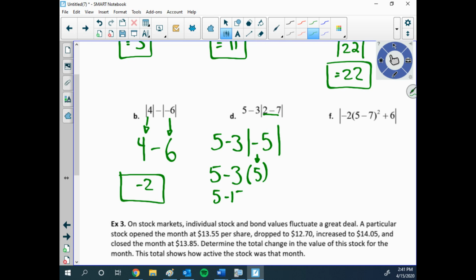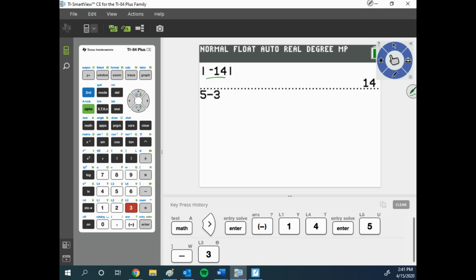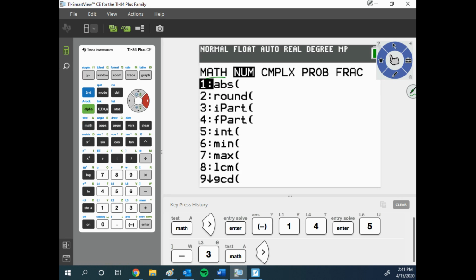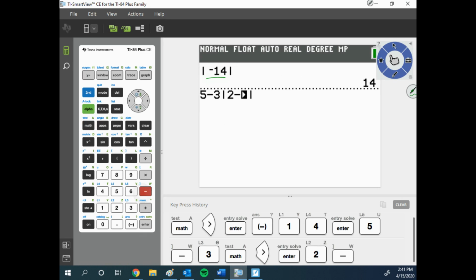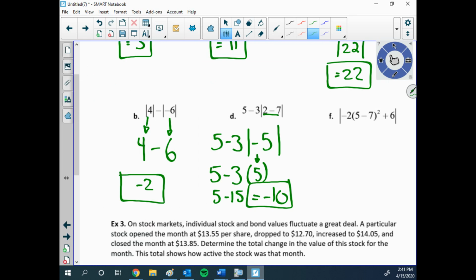5 minus 15 is going to give me a negative 10. For this one, if I'm not sure, let's just go check my calculator. So 5 minus 3 times the absolute value of 2 minus 7. Hit enter, I get negative 10. So I know that I've gone through that in the correct order.